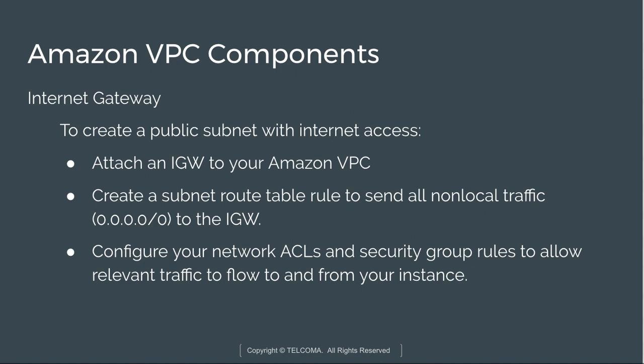Whenever we need to create a public subnet with internet access, we need to attach an IGW to your VPC. Then we need to create a route table to send your traffic, and then configure ACLs and security groups so that they allow your traffic in and out of the instance. To enable this, we need to assign an IP address. We call it an EIP address.